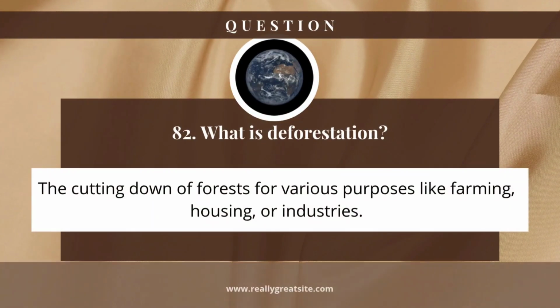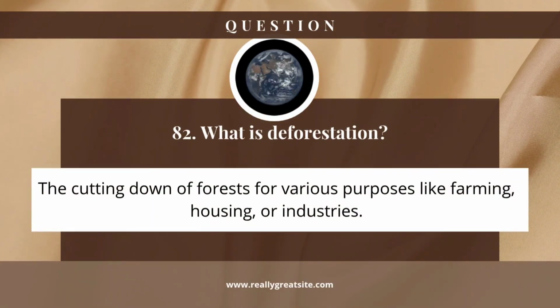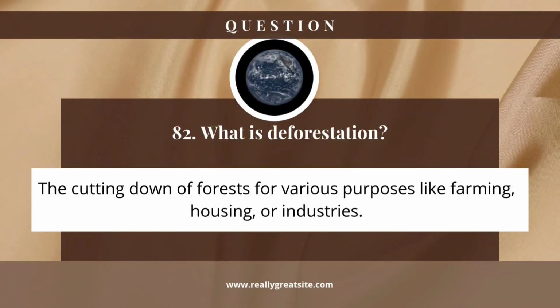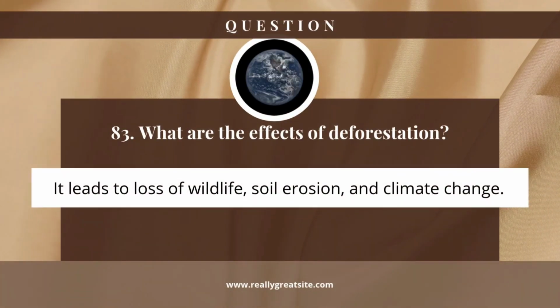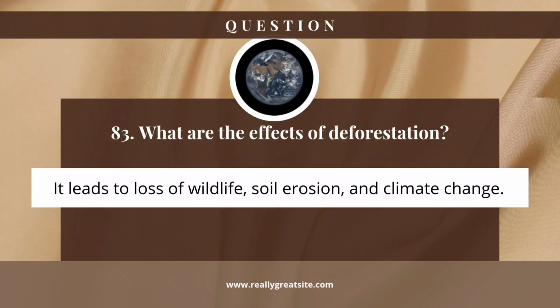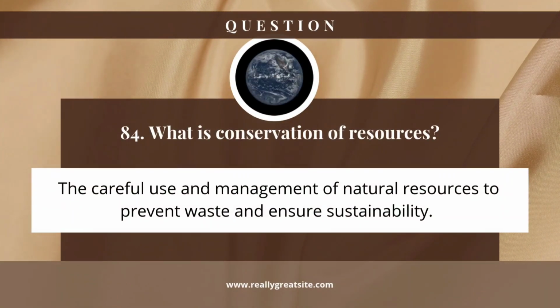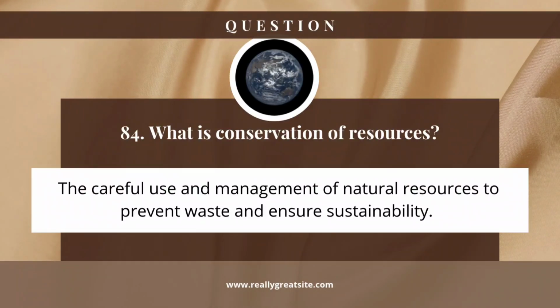82. What is deforestation? Answer: the cutting down of forests for various purposes like farming, housing, or industries. 83. What are the effects of deforestation? Answer: it leads to loss of wildlife, soil erosion, and climate change. 84. What is conservation of resources? Answer: the careful use and management of natural resources to prevent waste and ensure sustainability.